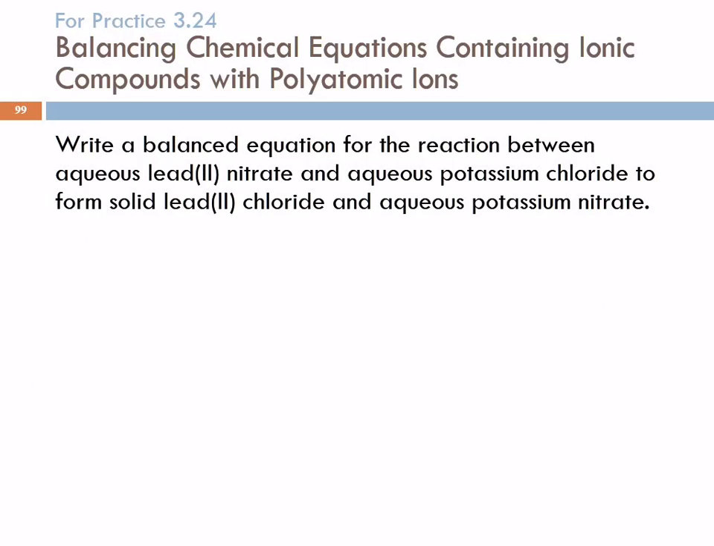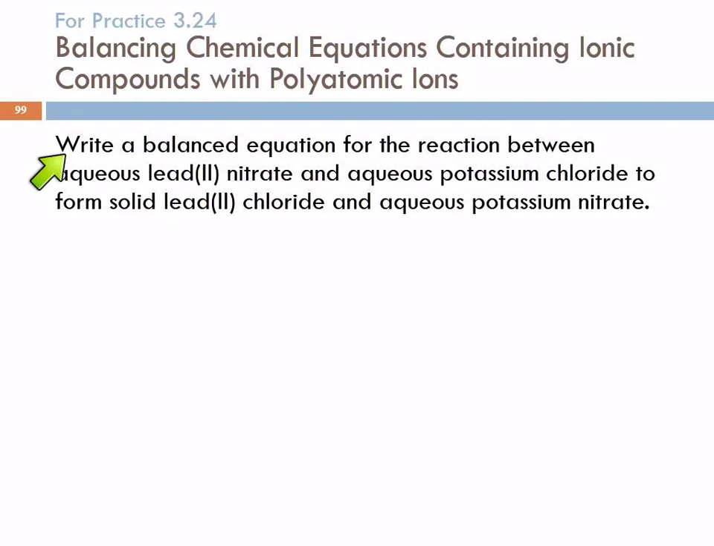Let's do another one. The title on this example is a little different. Balancing chemical equations containing ionic compounds with polyatomic ions. What we often see, not always, but often, is that polyatomic ions remain intact in a chemical equation. And so you can still balance by individual elements, but you can also consider a polyatomic ion as a unit. And so I'm going to do this problem in that way.